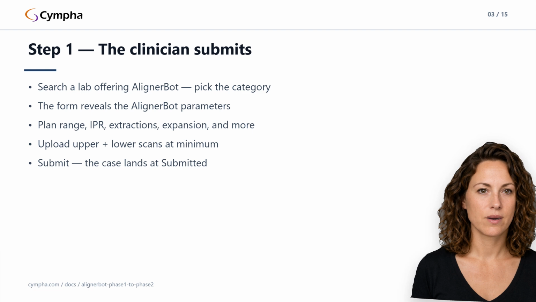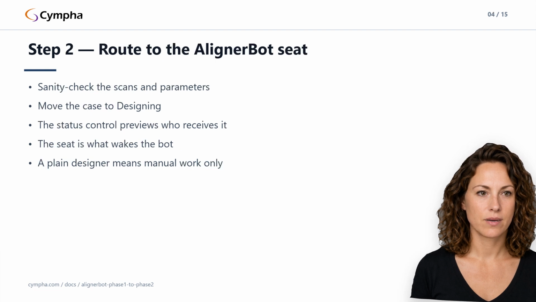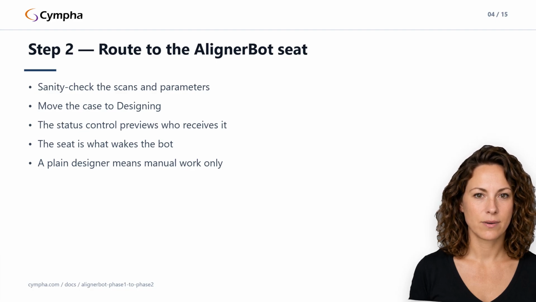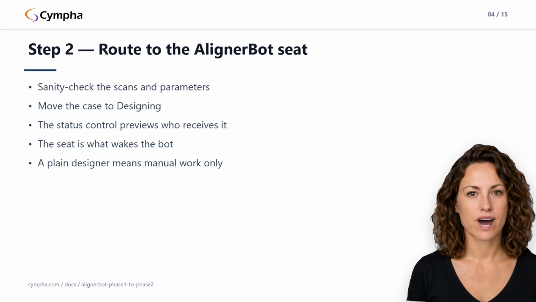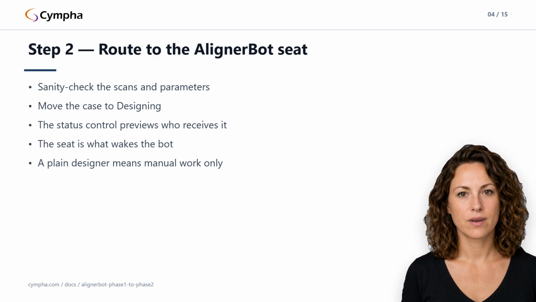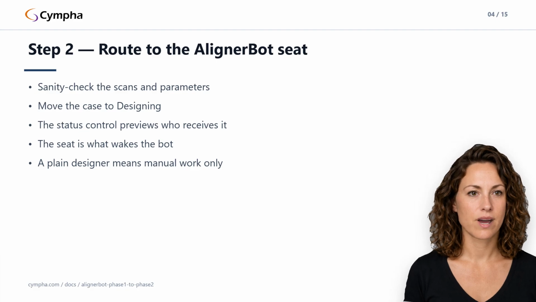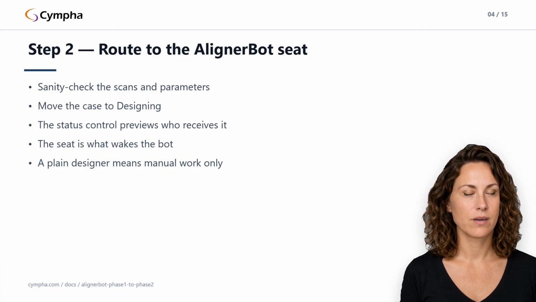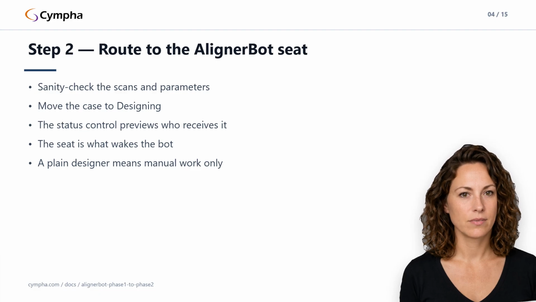Now, why the seat matters so much: the agent manager on the workstation paired to that user has an AlignerBot agent inside it, and it activates only when the case's holder is an AlignerBot seat user. If the case ends up held by a plain designer instead, it stays in designing and nothing automatic ever happens. That designer would have to drive OrthoPlus entirely by hand. So this one routing click is the difference between an automated pipeline and a manual job. Watch the preview, make sure it names the seat, commit.